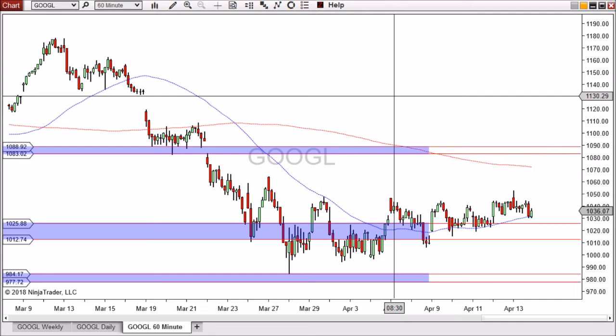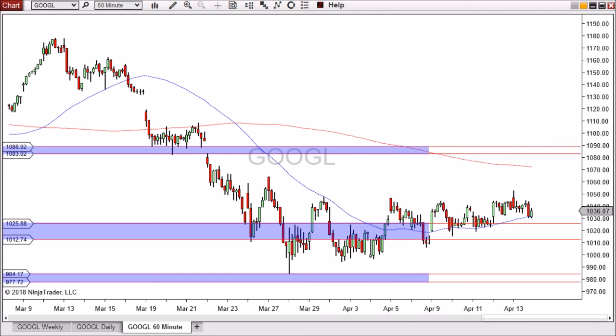And also a couple of financial stocks are going to be reporting next week. The first one, I believe Monday before the open, is B of A.